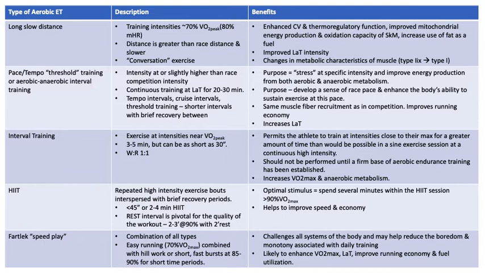The fourth type is HIIT, so high intensity interval training. And this is when there's repeated high intensity exercise bouts interspersed with brief recovery periods. Typically, it's less than 45 seconds or 2 to 4 minutes of HIIT. The rest interval is pivotal for the quality of the workout. So you go 45 seconds all out and 2 to 4 minutes of rest. Okay. So you can also do 2 to 3 minutes at 90% of your max with 2 minutes rest. The rest is key in order to get you to that high intensity again.